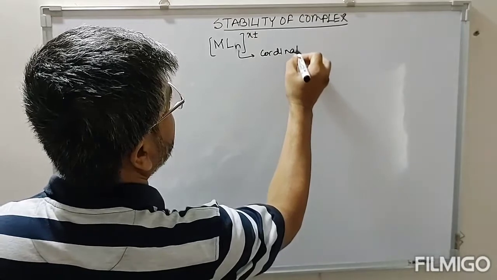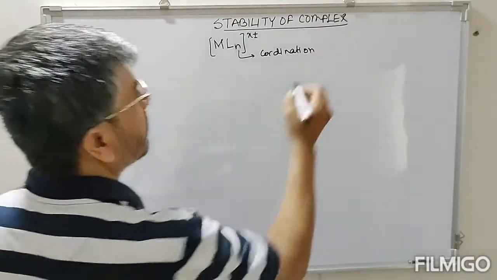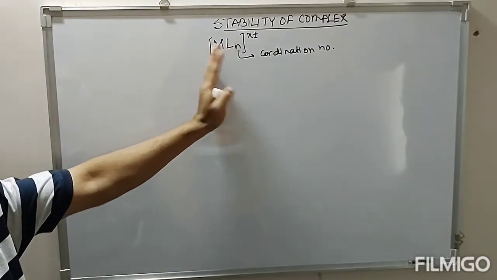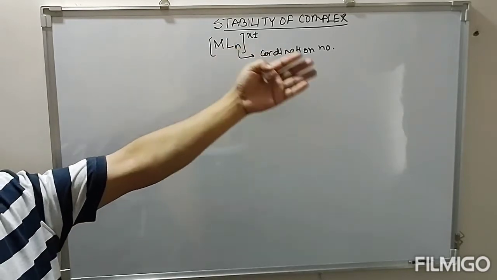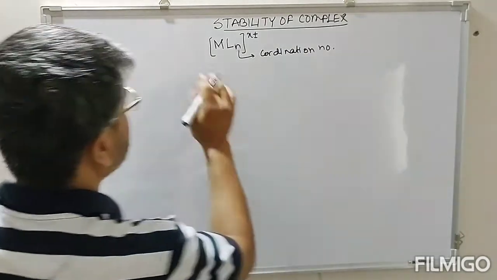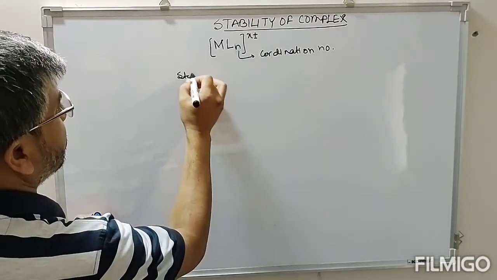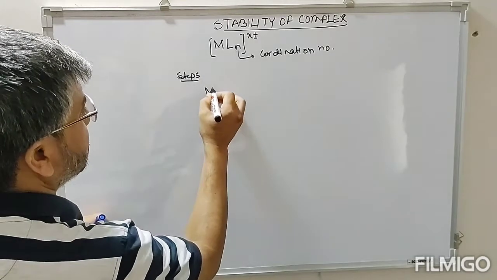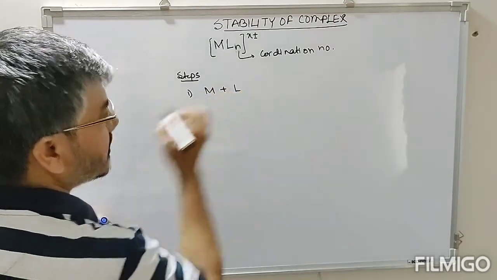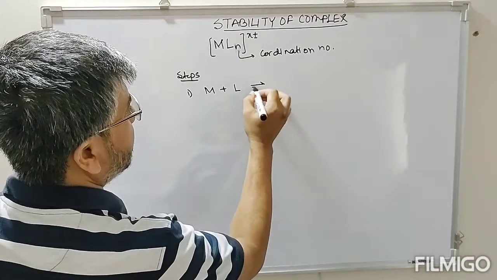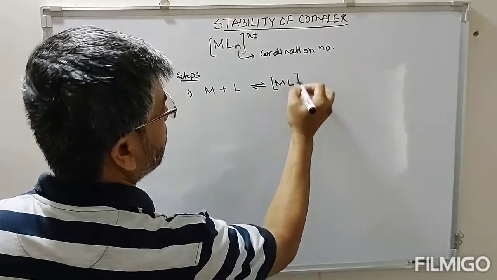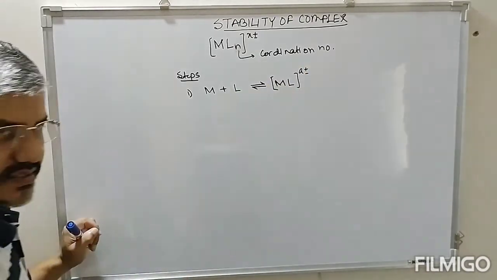This is coordination number. So as I told you, this formation of metal ligand complex can be assumed to be an equilibrium step involving stepwise formation. So let's start this. We have this metal, this metal combines with this ligand. We have an equilibrium, that is ML is formed with certain charges.